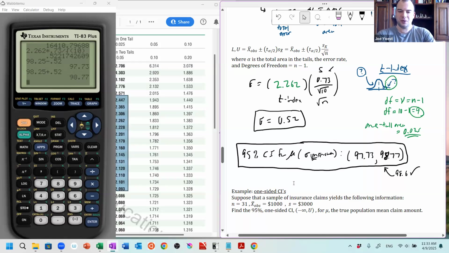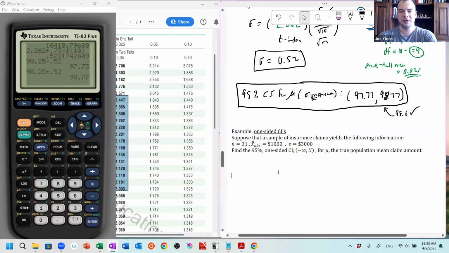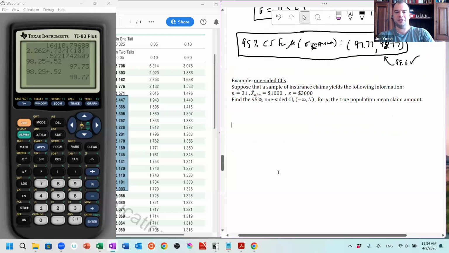Okay, let's look at one-sided confidence intervals now. We're only going to do one example in one-sided confidence intervals. We'll do it in the T world, but this would apply just as well for a Z interval from U or even for an interval for a proportion. The idea is essentially the same no matter what interval you're dealing with.